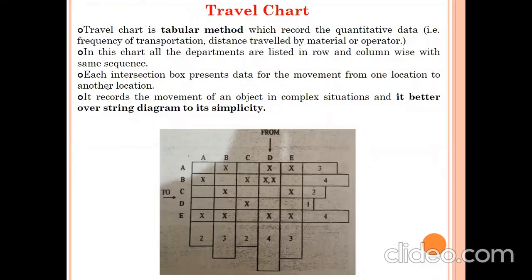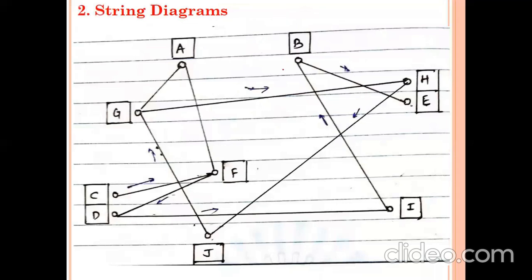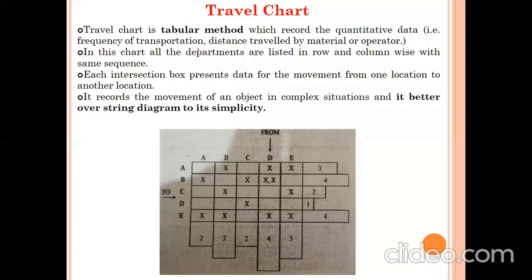Okay. Then this is the particular travel chart. When you look at this string diagram, the string diagram tells you the shortest path, and this is the travel chart. Travel chart is the tabular method which records the quantitative data, that is frequency of transportation, distance traveled by the material or operator. So from where to where these particular persons are moving.